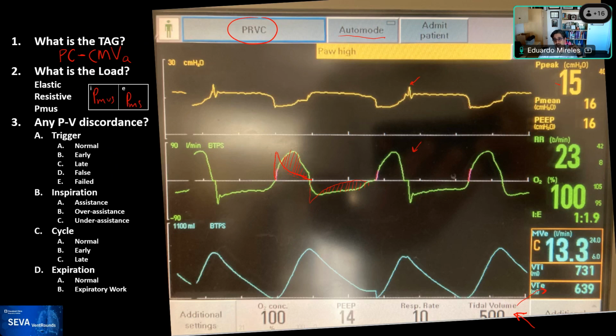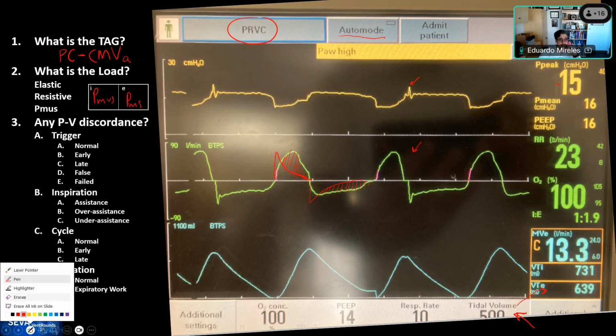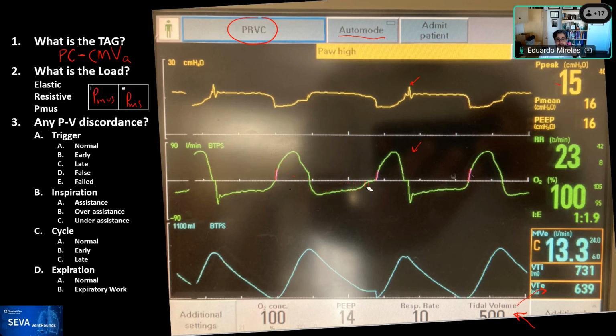The pressure does go down, which if you were not looking where you should be looking, which is the flow, you may misinterpret as a late trigger or something else. But if you come down here to the flow, you can clearly see how it's crossing nicely the baseline. Let me erase the work. There we go, so that we can see a little bit better. Very good. All right, let's go back and grab a pen. So normal, I definitely agree with that. Roberto, disagreements? No, that's good.